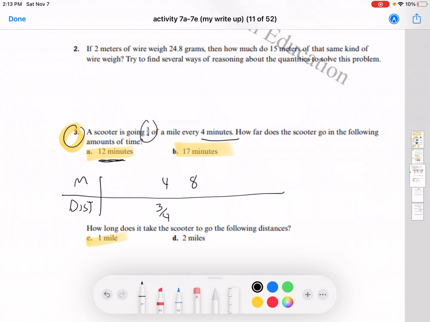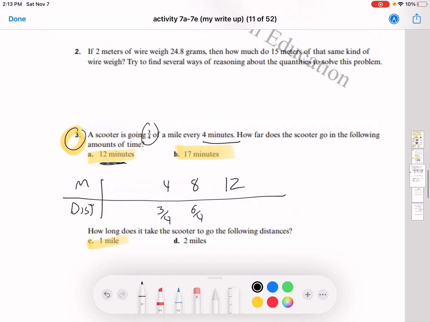8 minutes is double this, 6/4. Add on another 4 minutes, so that's 12. Add on another 3/4, and we have 9/4. So we can work up like that. And if I went on another 4, that would be 16 minutes, and that would then be what, 12/4. So this is a table method, but it's the same stuff as the double number line, right?